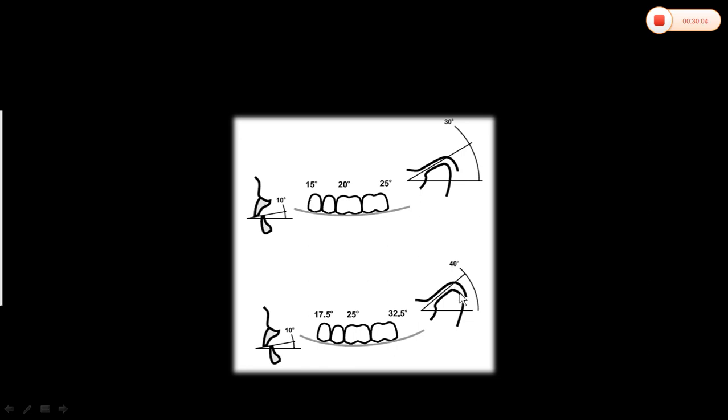Whereas for 40 degrees, as the angulation increases, the compensating curve also increases. So the steeper the condylar guidance, the steeper the compensating curve. If you give a lesser compensating curve for this steep condylar guidance, it causes incisal guidance interference and leads to posterior teeth disocclusion.